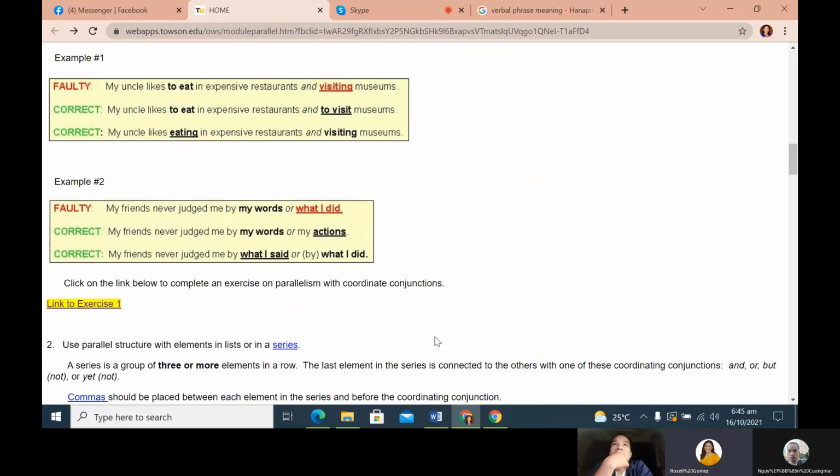My uncle liked to eat in the expensive restaurants and visiting museum. So we don't care about to eat and visiting. If we talk about in expensive restaurant and museum, that's also the same conjunction. So maybe the sentence is always wrong.